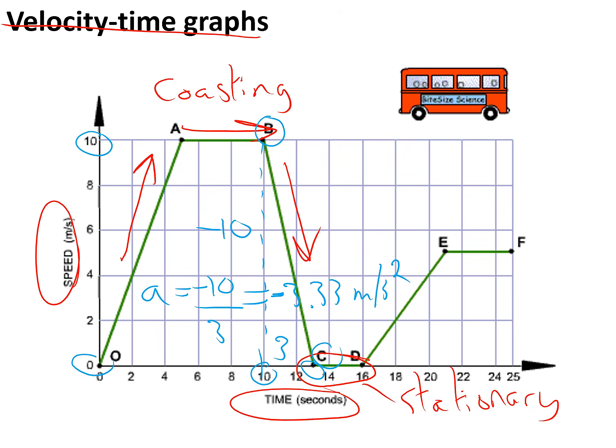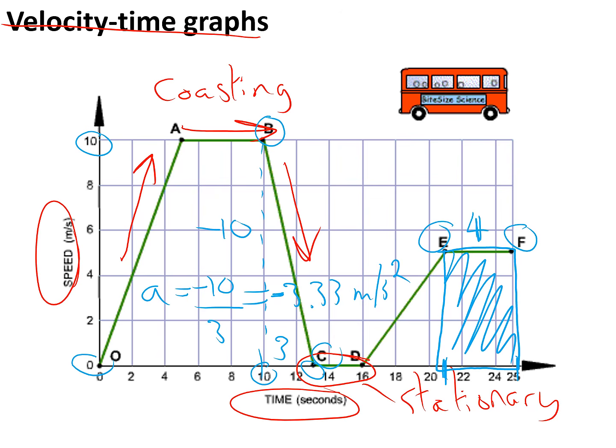We also need to be able to calculate the distance that we've travelled in any given section. So for example, going from E to F, the distance travelled is the area under the graph. So we're going to find out the area of that rectangle there. Now the area of a rectangle is base times height. So the base going from E to F is going from 21 to 25, which is 4. And the height of it is here, so we see that is 5. So the total distance is the area, so that is 4 times 5, which equals 20.